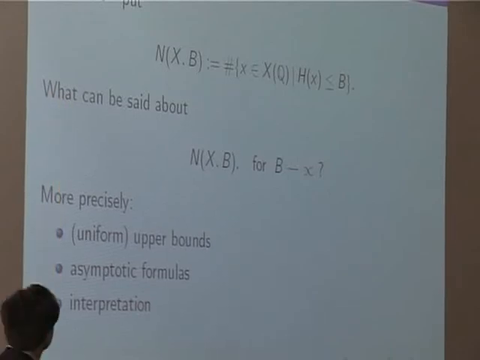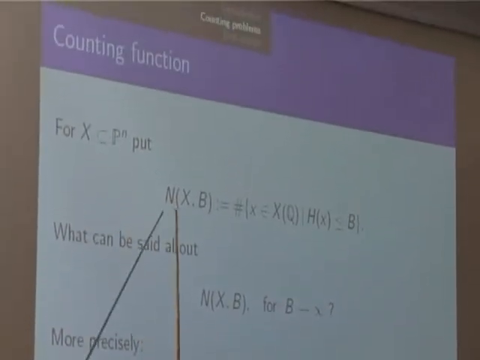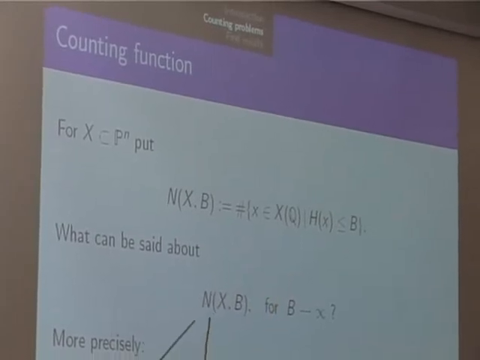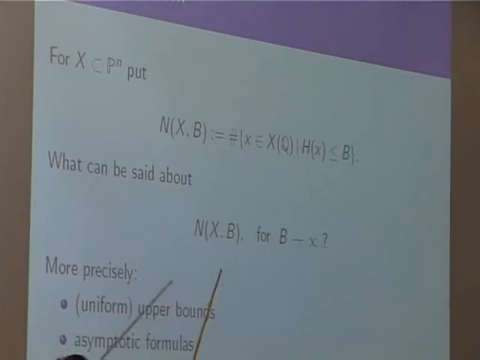We have a counting function. So we have a subvariety in P^n. We look at all rational points of bounded height. And the question is, what about these asymptotics as B goes to infinity?